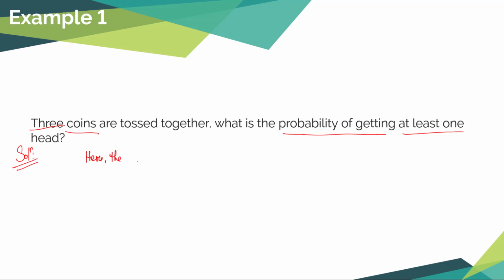Here the sample space is denoted by capital S is equal to, we will write down a set. So we are throwing 3 coins, right? And every coin can result in either head or tail. We will denote head by H and tail by T. So what are the different possibilities that can happen? I can get all the coins showing head, right? All 3 coins may show head.